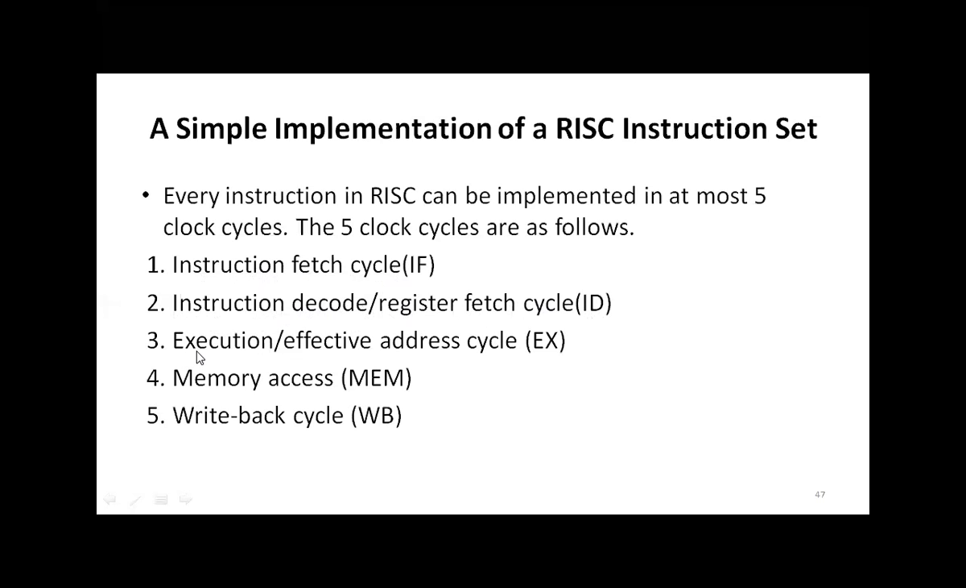Then in the third stage, execution is done. Execution means ALU operation is done here. The ALU may do addition, subtraction, multiplication, or whatever operation is decoded here. Or if the instruction says to bring data or write data in the memory, then you require the address of the memory. So that is the effective address, and the effective address is calculated here. That is, in the EX stage, two things are happening.